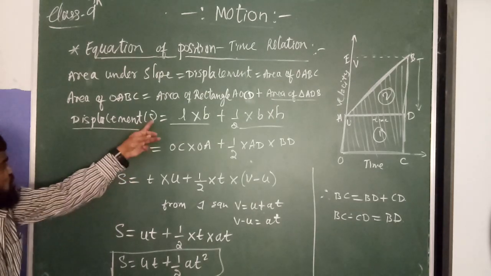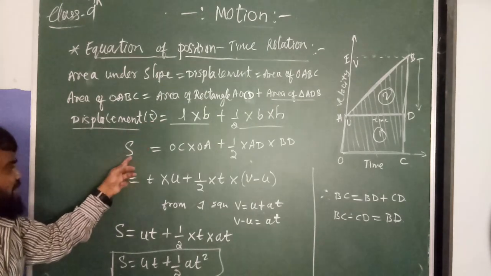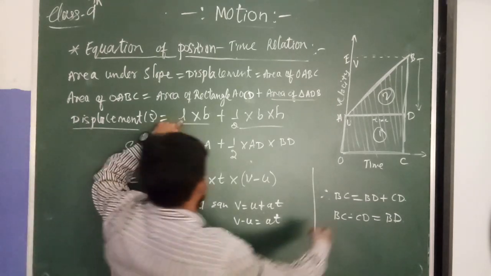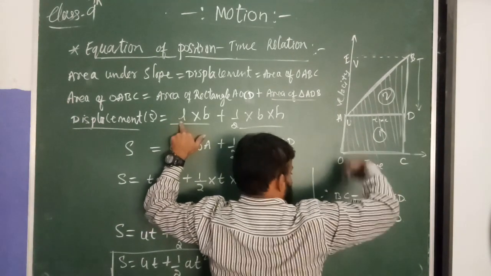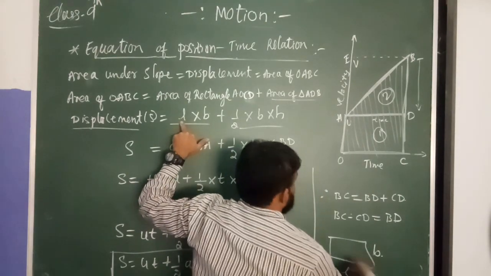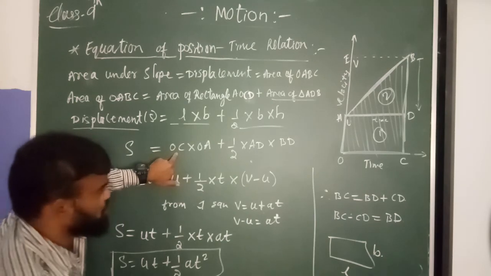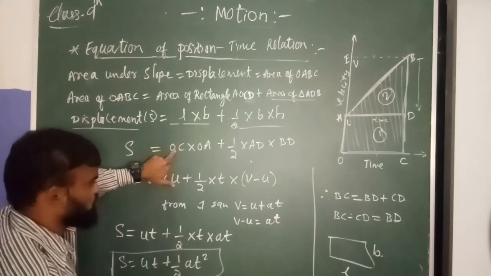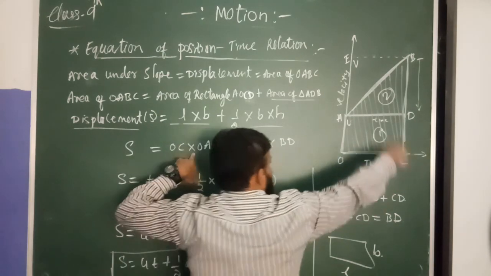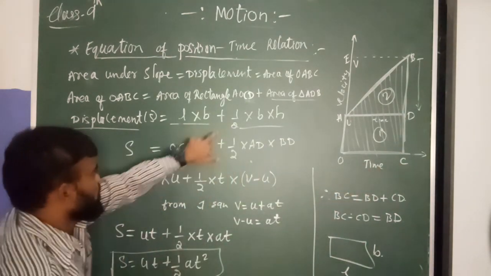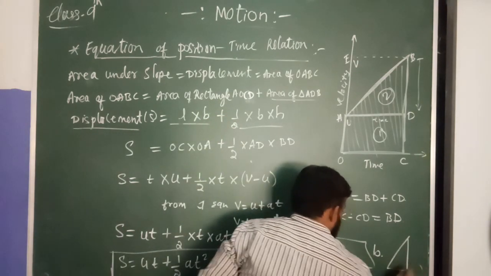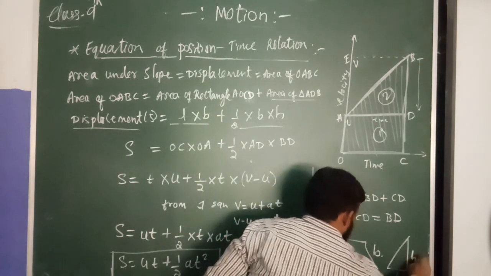Similarly, S is the displacement, short form S. What is the length of the rectangle? Length is OC, or AD, no problem. Length into breadth. Breadth is OA, or DC, no problem. Plus the triangle: half into base into height.